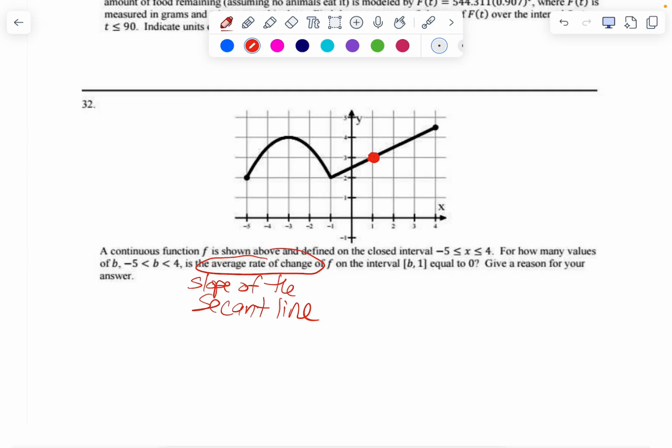Okay, so basically pick points for a b value where that makes the slope 0, right? What kind of line is a slope of 0? Horizontal. So I would maybe just draw a horizontal line. And we see 2 points on our function that would give a 0 slope or a 0 average rate of change when we connect it to 1. Okay, does that help?